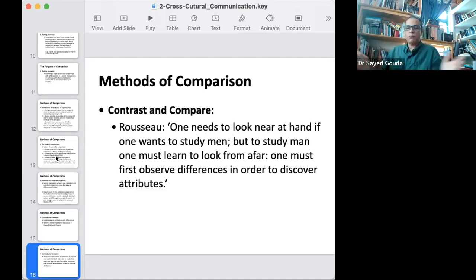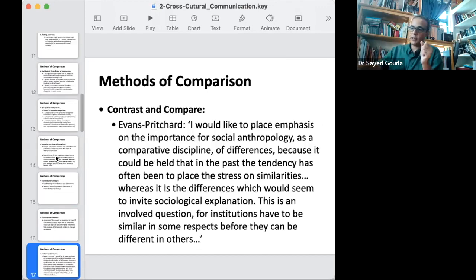Because we live in community with people. We are so close to people. But in order to study these people around us, we need to distance ourselves from them a little bit in order to understand them. One must first observe differences in order to discover attributes, in order to discover the similarities between two things. We need first to observe the differences. So here we find that Jean-Jacques Rousseau prefers to focus on the differences, not on the similarities.